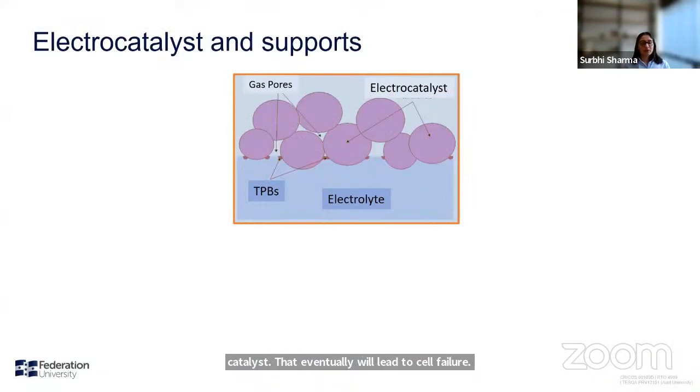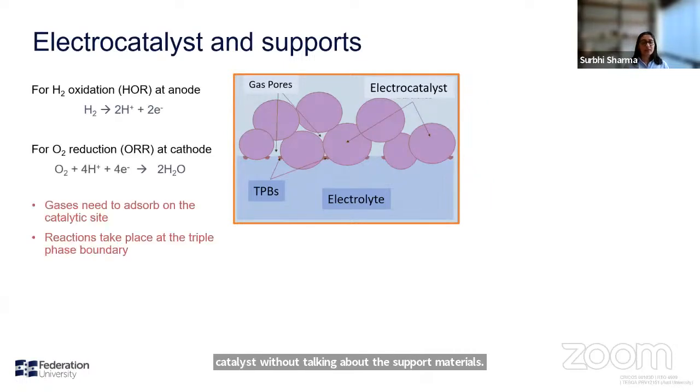The other important component is, of course, the electrocatalysts. And you can't talk about electrocatalysts without talking about the support materials. Traditionally, platinum has been the common catalyst. The catalysts are present both at the anode and the cathode to assist the reactions on both the electrodes. And the reactions usually happen at the triple phase boundaries, which is at the catalytic site near the gas, where gas is available, as well as in the presence of electrolytes. So all the three need to be together for the reactions to take place.